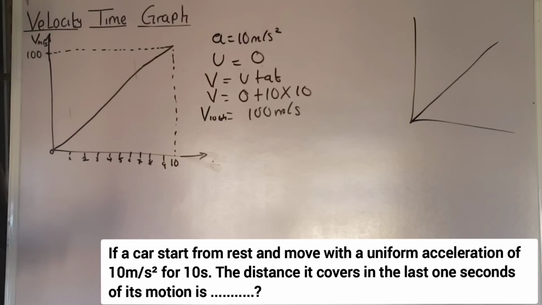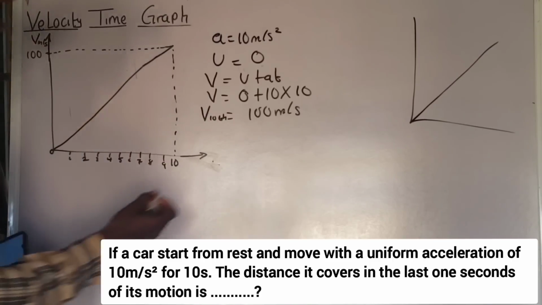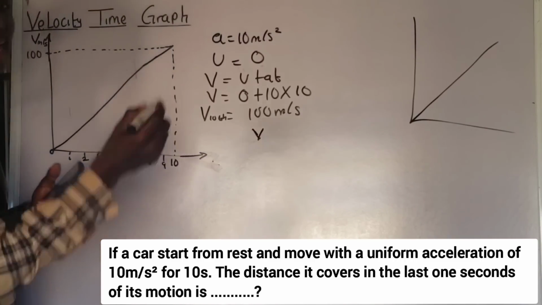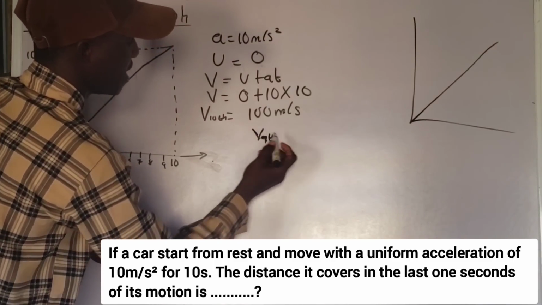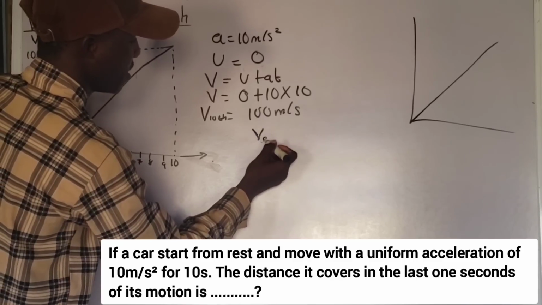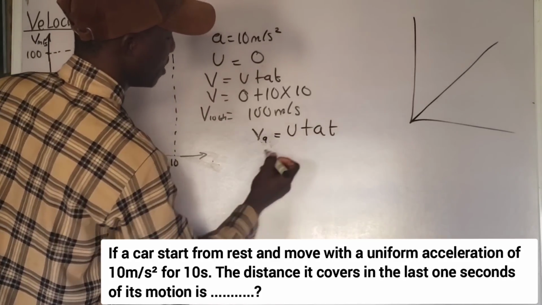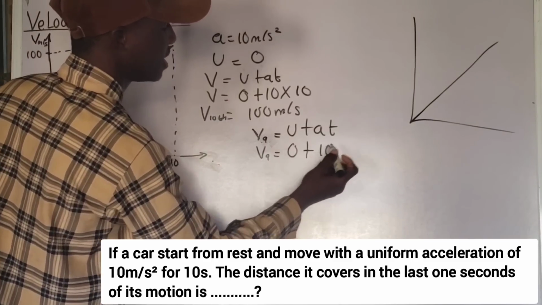Now we can determine the velocity that is attained in the 9th second. How do I do that? We are still going to make use of the equation of motion. The velocity that the car attained in the 9th second, let me just put it as V9. Please pay attention. V9 is equal to U plus AT. So V9 is equal to 0 plus A. A is 10. T is now what?